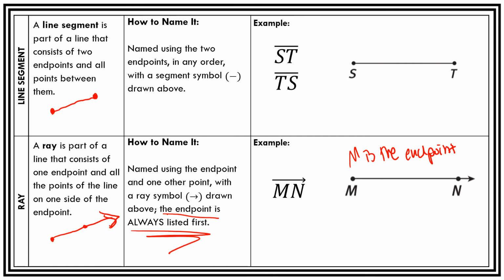Okay, I want to ask you a question. What if I had another point right here called, say, A? Would MA be a valid name for this ray? And the answer is yes, because the only thing that has to be first and has to be in there is the endpoint. You can choose any other point along that ray to name it, okay? So that would have been a valid name for the ray shown here, okay? All right, cool. Let's move on.